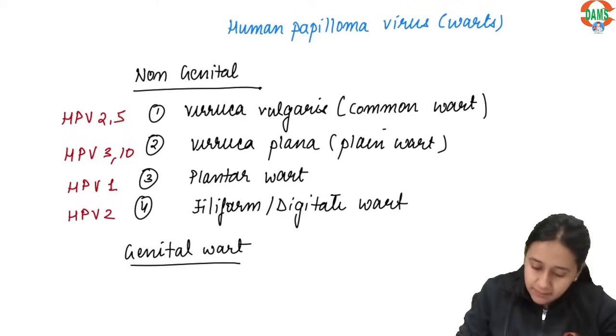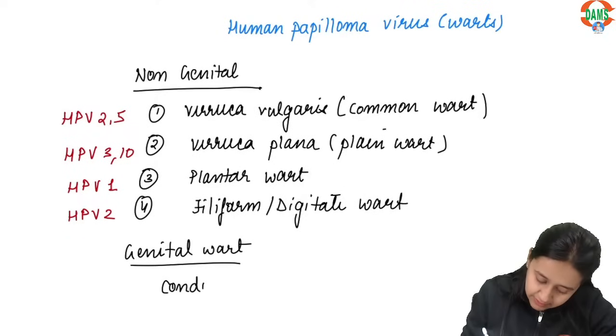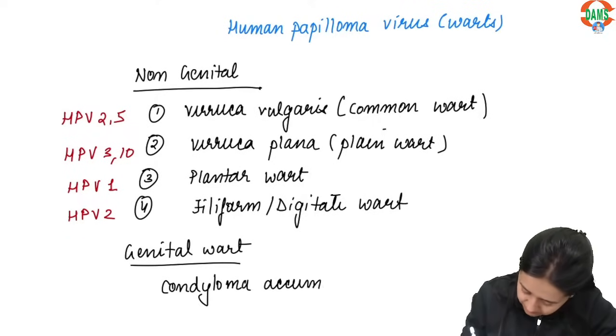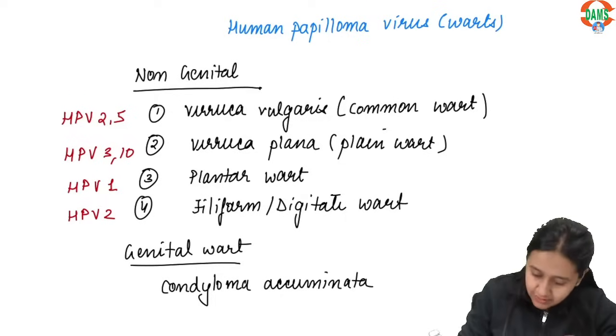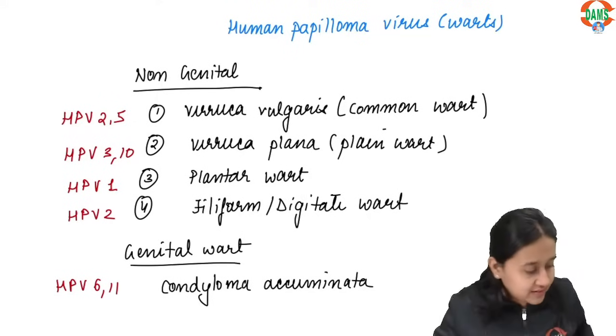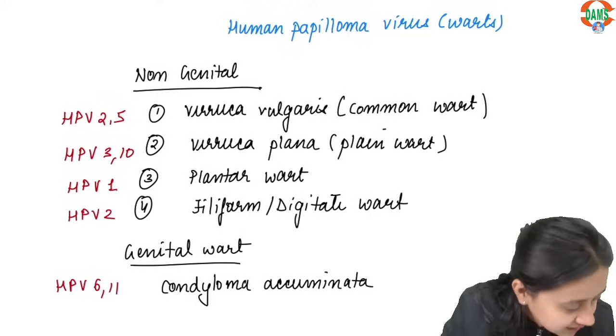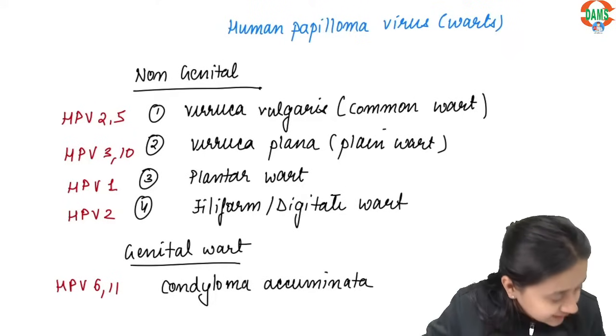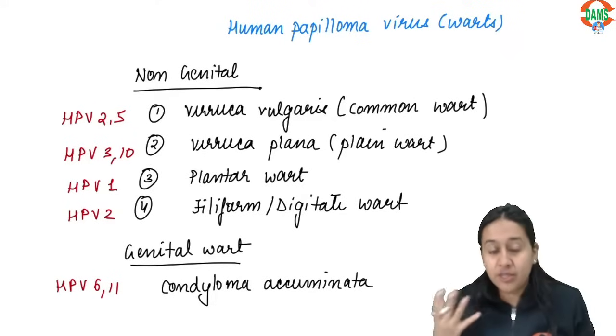These are the non-genital warts, and the genital wart we have just discussed is also known as condyloma acuminata. This is your HPV 6 and 11. This is your low risk virus. Okay, so the best treatment is abstinence. Yes, you're right. Absolutely right. And this is just a table which I'm showing you.